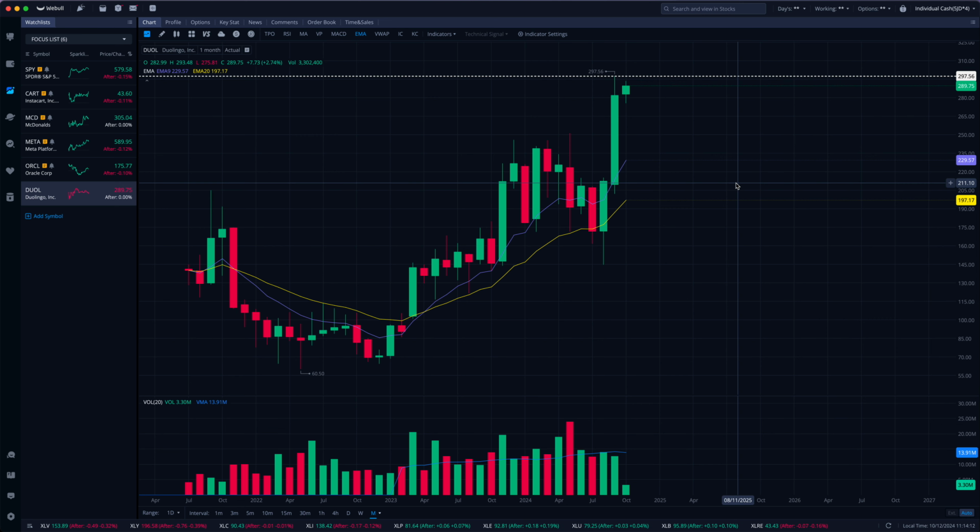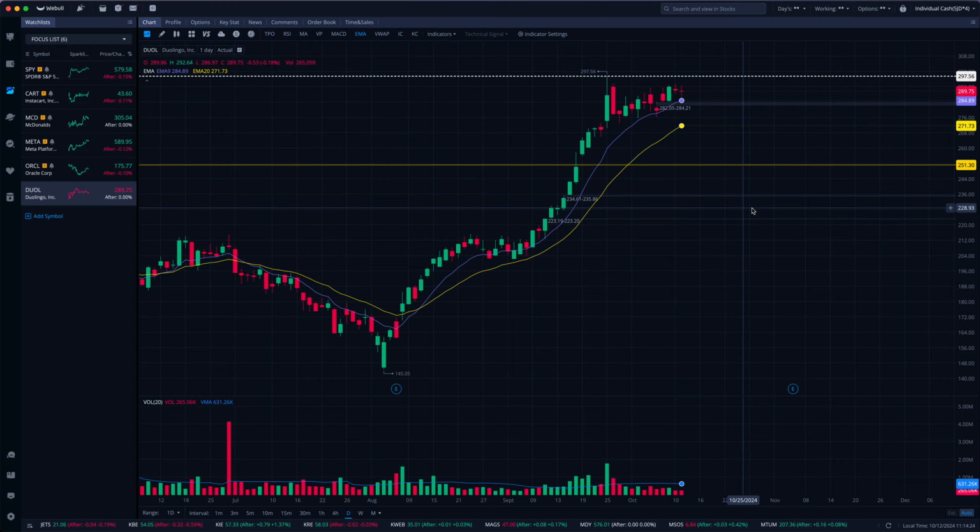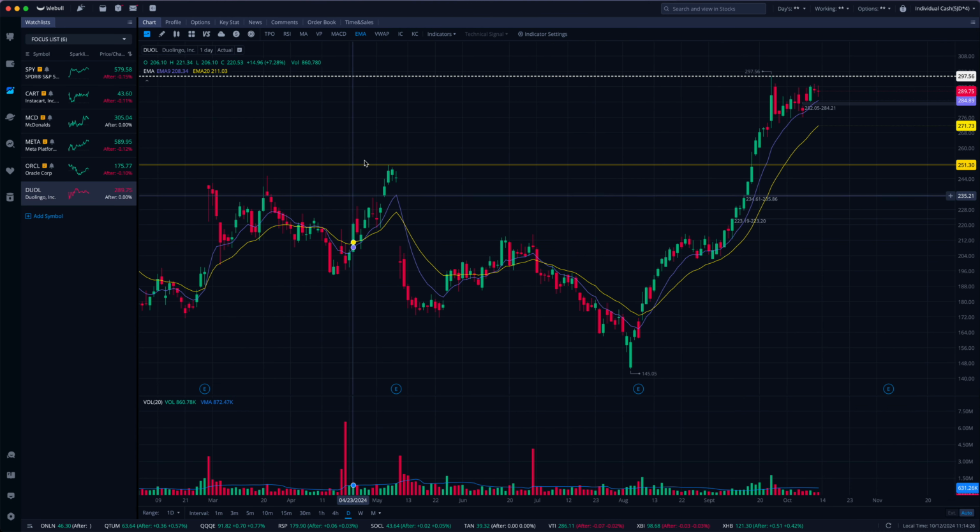Let's go down to the weekly. I'm also going to be looking for the most recent major pivots. So it looks like it's going to be probably here. Let's check the daily. Yeah. Okay. So the last major real big pivot was this level here.